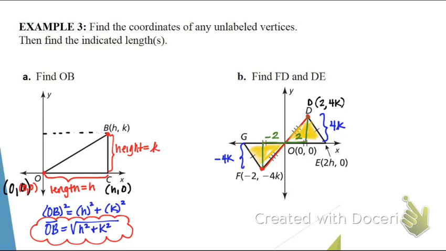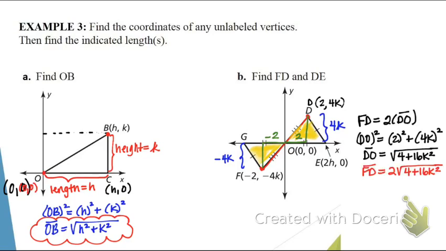So now we can find the length of FD. Since FD is made up of two congruent segments, F to O and O to D, we know that FD is going to be twice the length of DO. So we can very easily find the length of DO. DO, we'll use the Pythagorean theorem, 2 squared plus 4K squared, and then we'll square the terms on the right-hand side and then take the square root. Right, so DO is going to be the square root of 4 plus 16K squared. And then all we have to do is double DO to find FD. So FD is going to be 2 times the square root of 4 plus 16K squared.